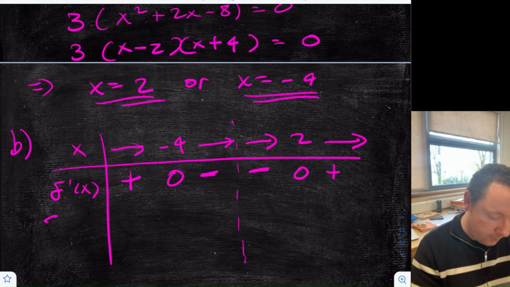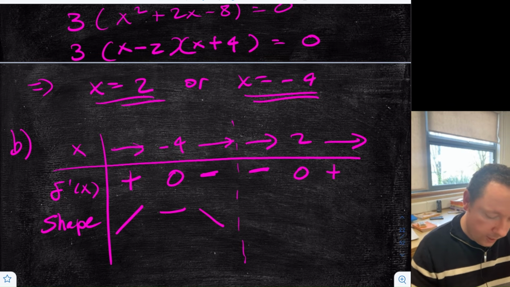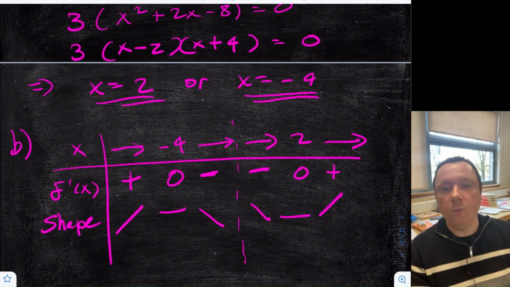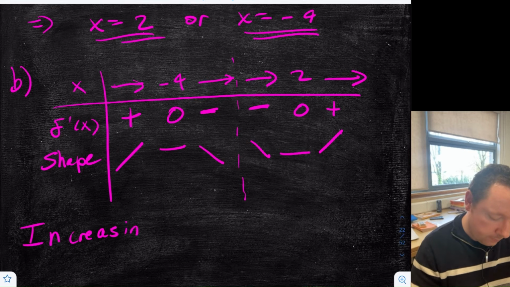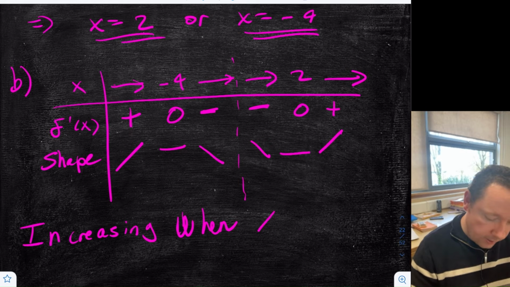So our shape is going up the way, then along the way, then down the way, and for this side it's going down the way, along the way, then up the way. And we'll have to work out when it's strictly increasing. So it's increasing when x is less than minus 4 or x is greater than 2.